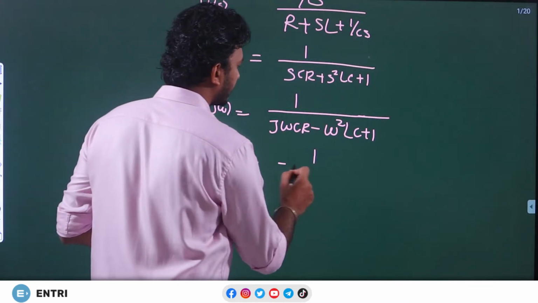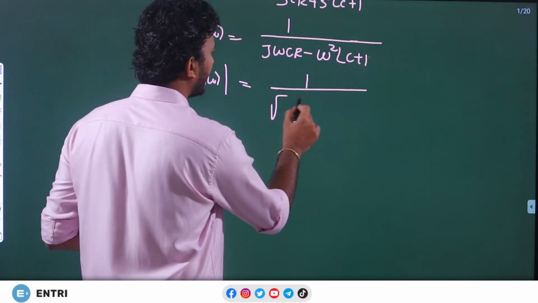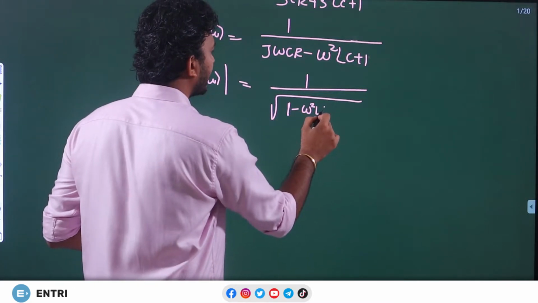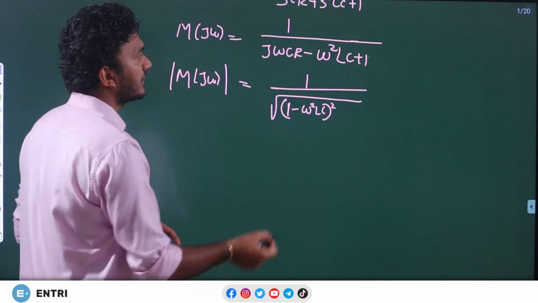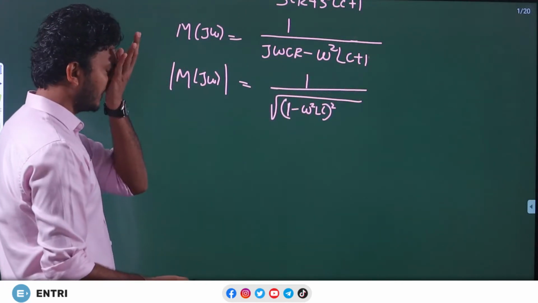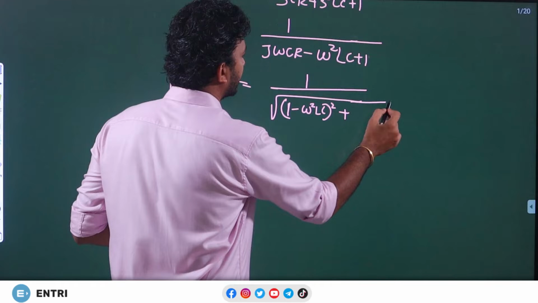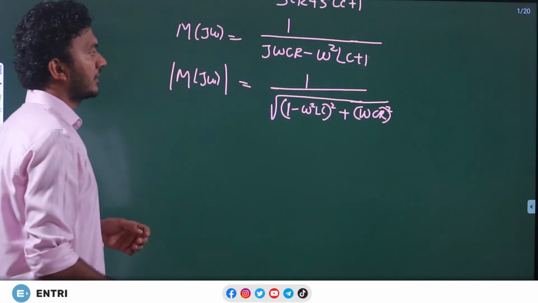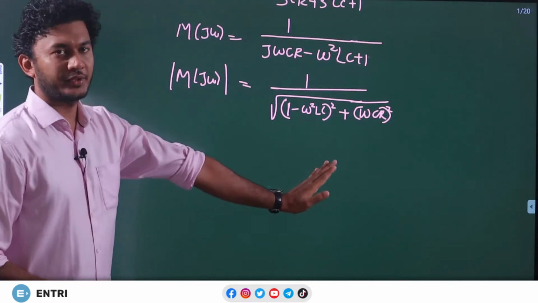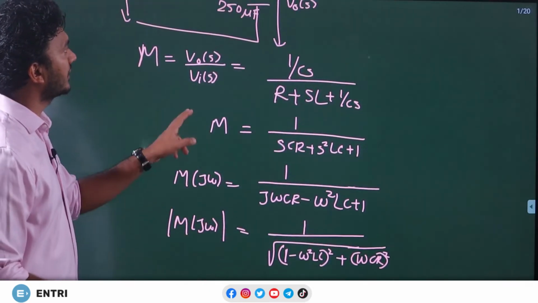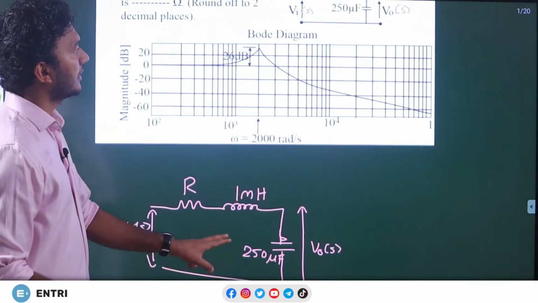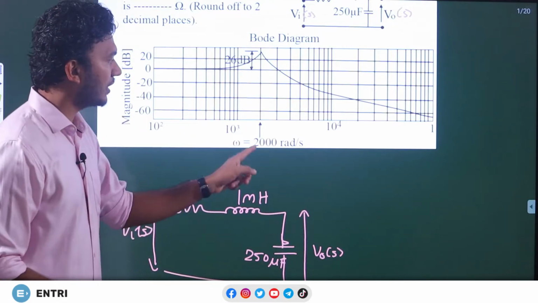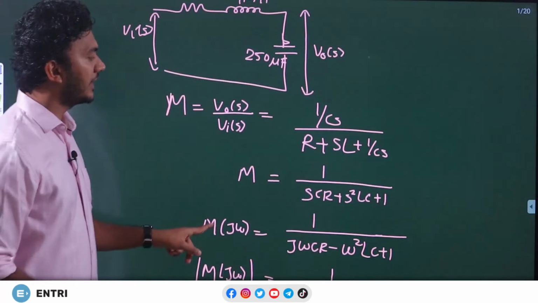The magnitude is given as 1 divided by the square root of (1 minus omega square LC) the whole square, plus (omega CR) the whole square. This is in A plus IB form. Now, this is our magnitude, and you substitute it and equate the magnitude to 26 dB at what frequency? 2000 radian per second.